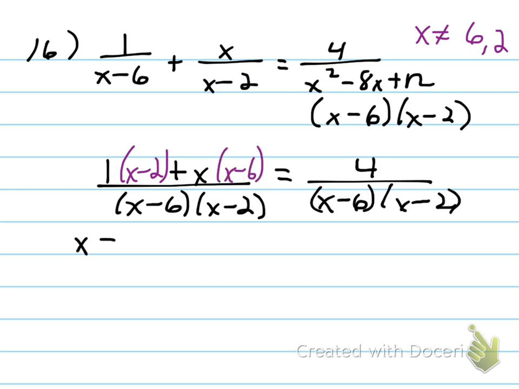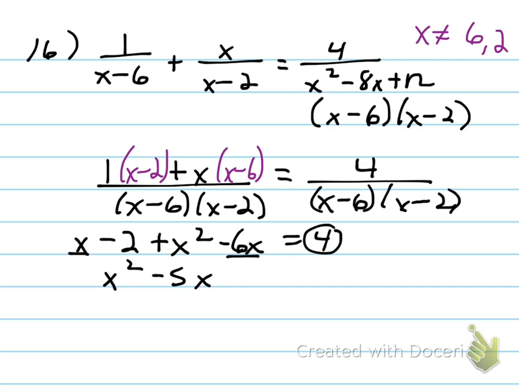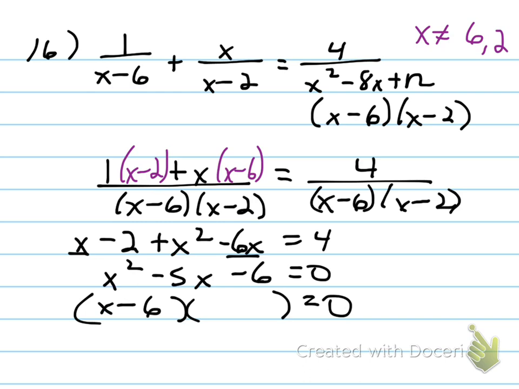So I get x minus 2 plus x squared minus 6x equal to 4. Looks like I'm going to be stuck with this x squared, so I'm going to get everything on the left side, x squared. I can combine these like terms for negative 5x, and when I subtract 4 on both sides, I'll get minus 6 equals 0. What numbers multiplied to be negative 6 and add to be negative 5? That's going to be negative 6 and positive 1. So I get x equal to 6 and x equals negative 1.